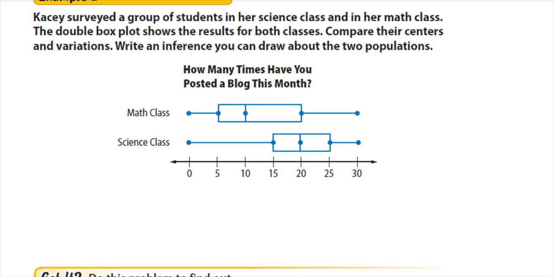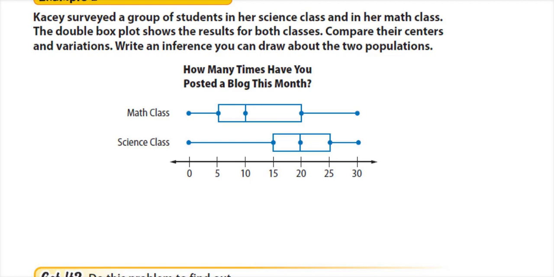All right, example 1. It says, Casey surveyed a group of students in her science class and in her math class. The double box plot shows the results for both classes. Compare their centers and variations. Write an inference you can draw about the two populations.